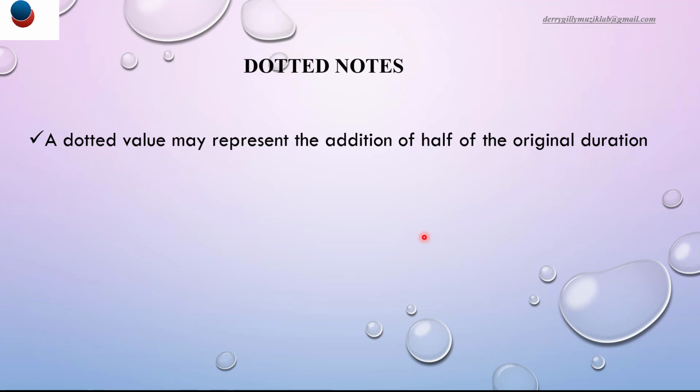Now, the first one is the dot represents the addition of half of the original value. And the second one is the dotted value may divide it into two lower dotted values. We'll explain it in the upcoming slides with examples. Then the third one is the dotted value may divide it into three non-dotted values. And this potential division into three is critical for comprehending compound meters. Okay, when we zoom into time signature, we also look at all these things.